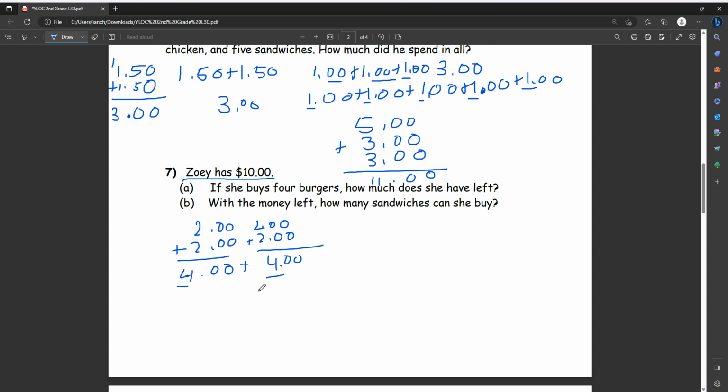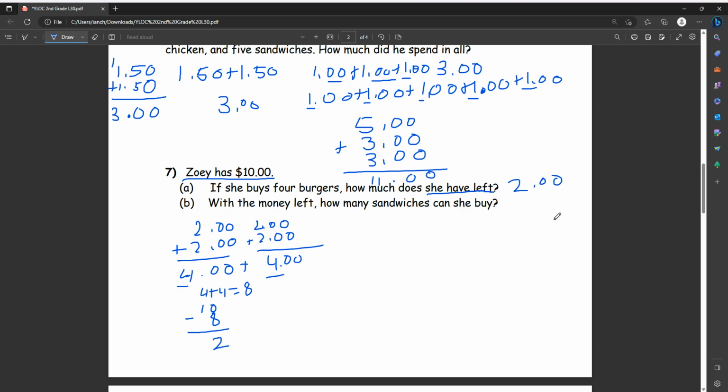All we need to do is add the front two numbers, which is 4 plus 4, and 4 plus 4 equals 8. And she has $10, so now we want to know how much she has left, which means we subtract the 8 from this 10, and then we get 2. So she has $2 left.